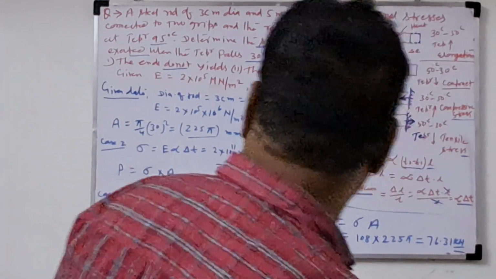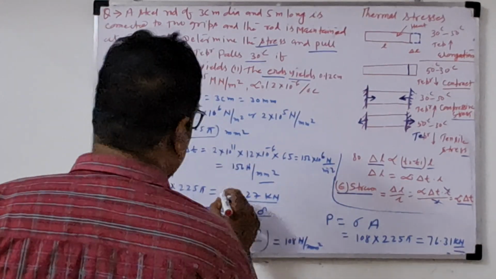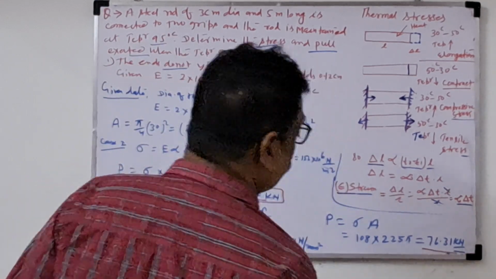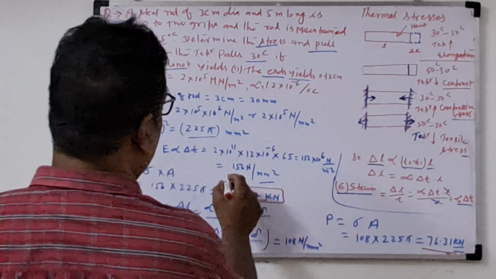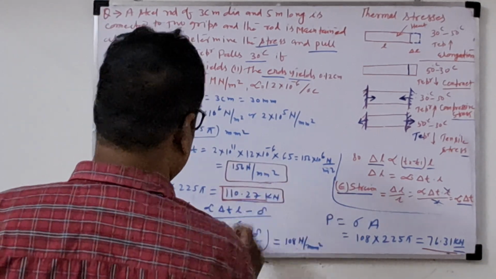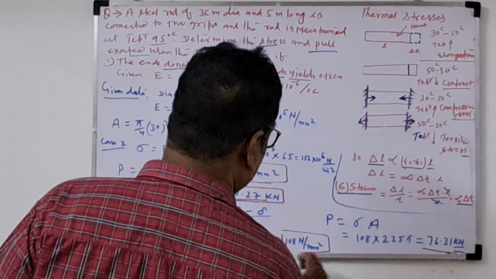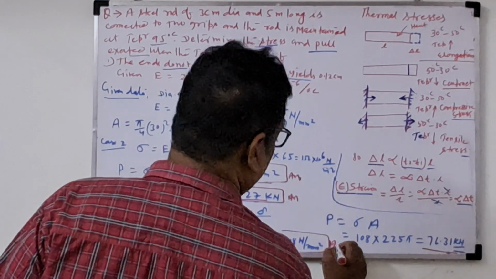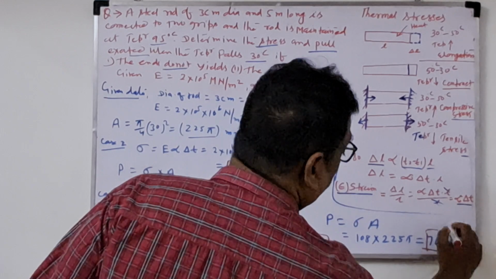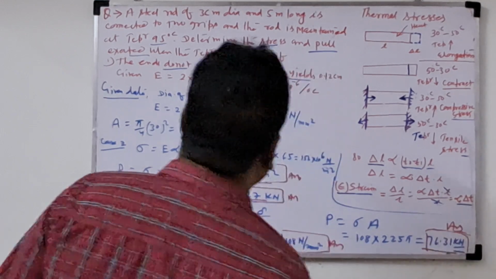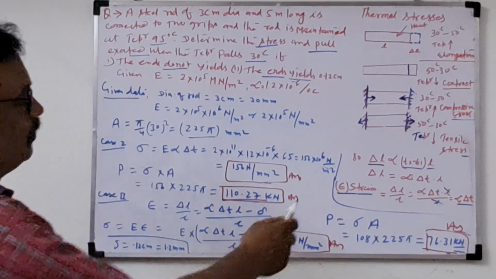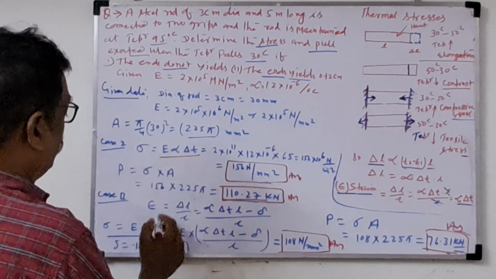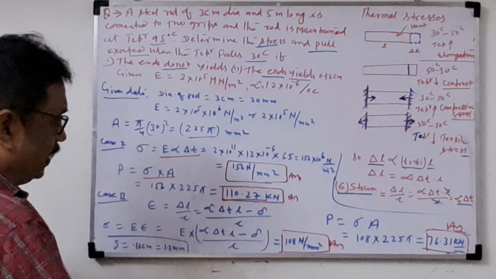Let me highlight this. In case 1 the pull is this much, this one 73.31, and stress developed is 156. This is the answer, and the stress developed in case 2. So these are the answers for this particular problem. If you know this concept, how the formula comes, write the formula and you can get the answers.